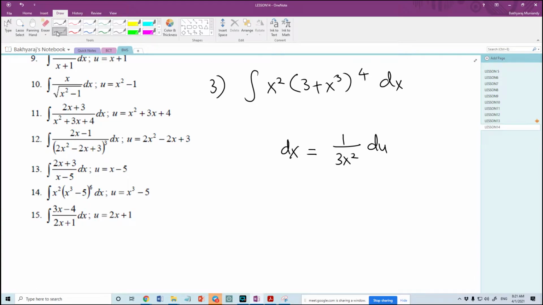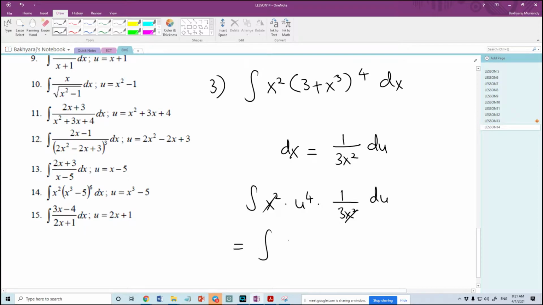Okay, never mind. So actually you can proceed with integration x square u power of 4 and dot with 3x square du, cancel, we get equal 1 over 3 integrate u power of 4 du.